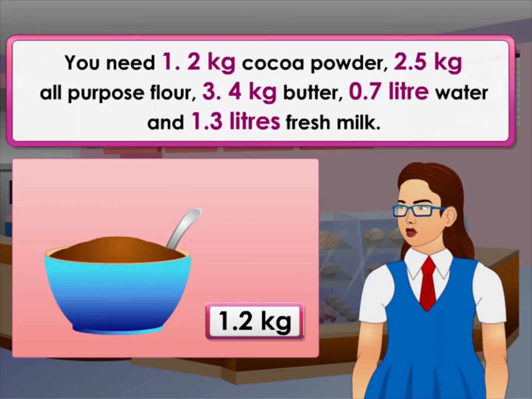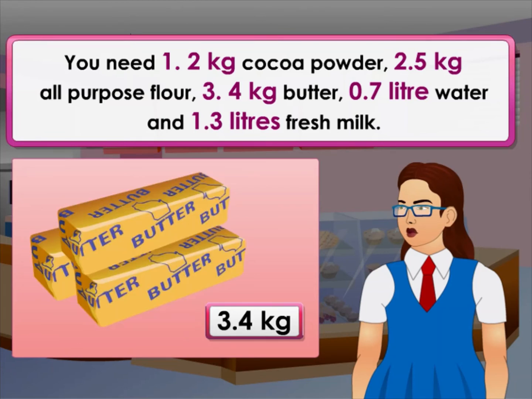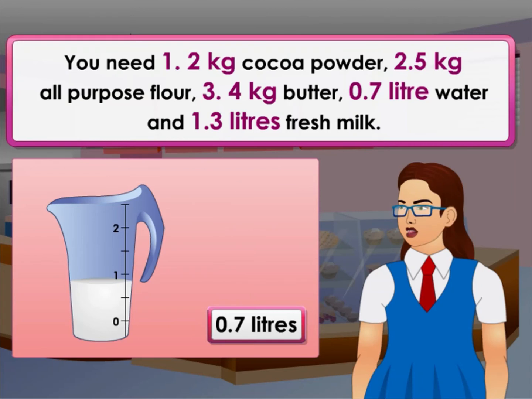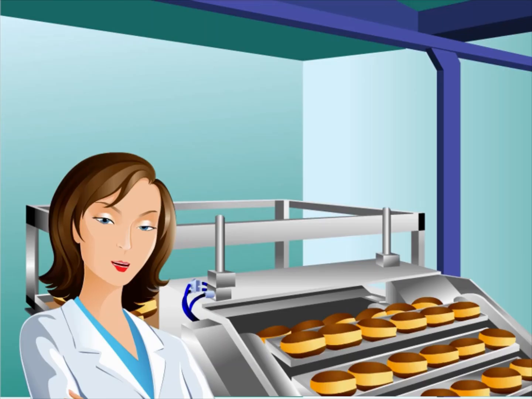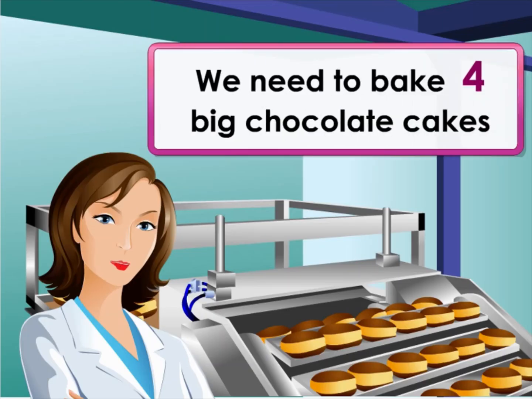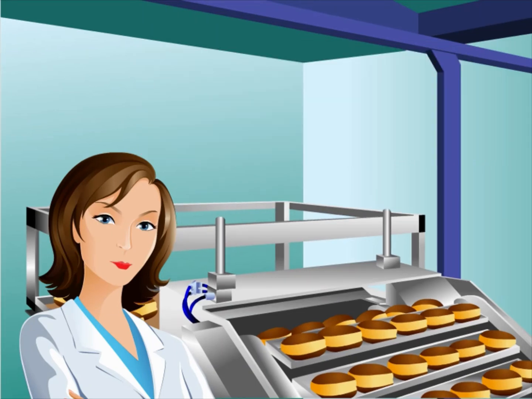You need 1.2 kilograms of cocoa powder, 2.5 kilograms of all-purpose flour, 3.4 kilograms of butter, 0.7 liters of water, and 1.3 liters of fresh milk. That's for one big cake. We need to bake 4 big chocolate cakes. What will I need to do? Can you help me to solve the problem, children?